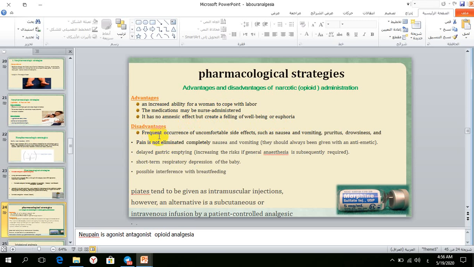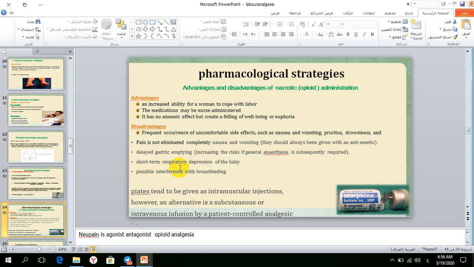Disadvantages: frequent occurrence of uncomfortable side effects such as nausea and vomiting, pruritus, drowsiness, and pain is not eliminated completely. Nausea and vomiting, they should always be given with antiemetic drugs. لازم ننطي وياه antiemetic حتى نتحاشى السايد افكت مالته اللي هو disadvantage اللي هي النوزيا والفوميتنج واللي هي جدا مزعجة للمريضة. Delayed gastric emptying increases the risk if general anesthesia is subsequently required.